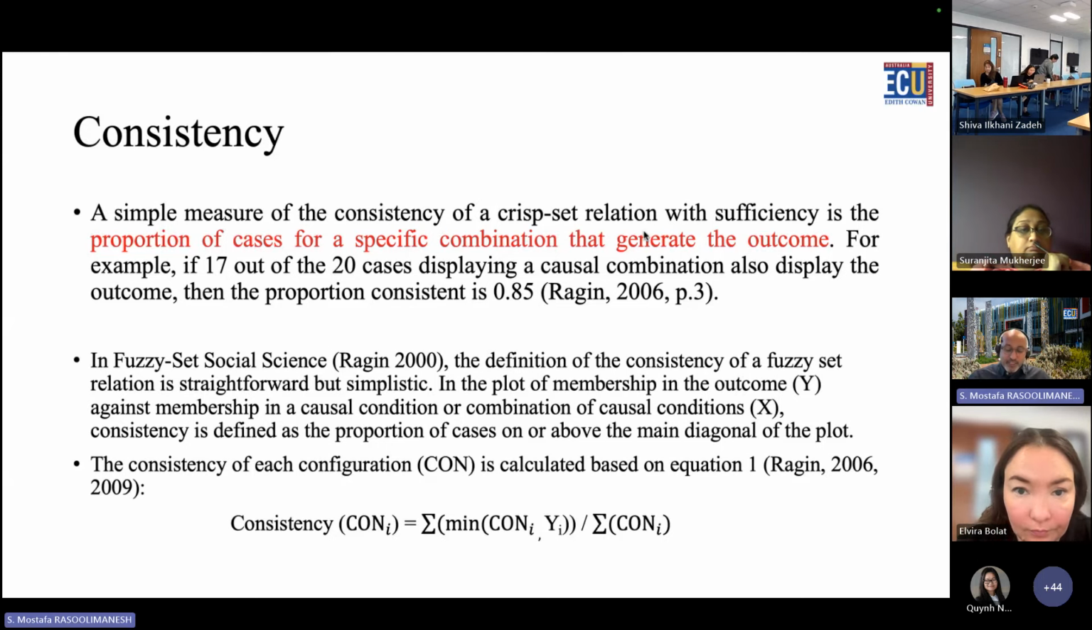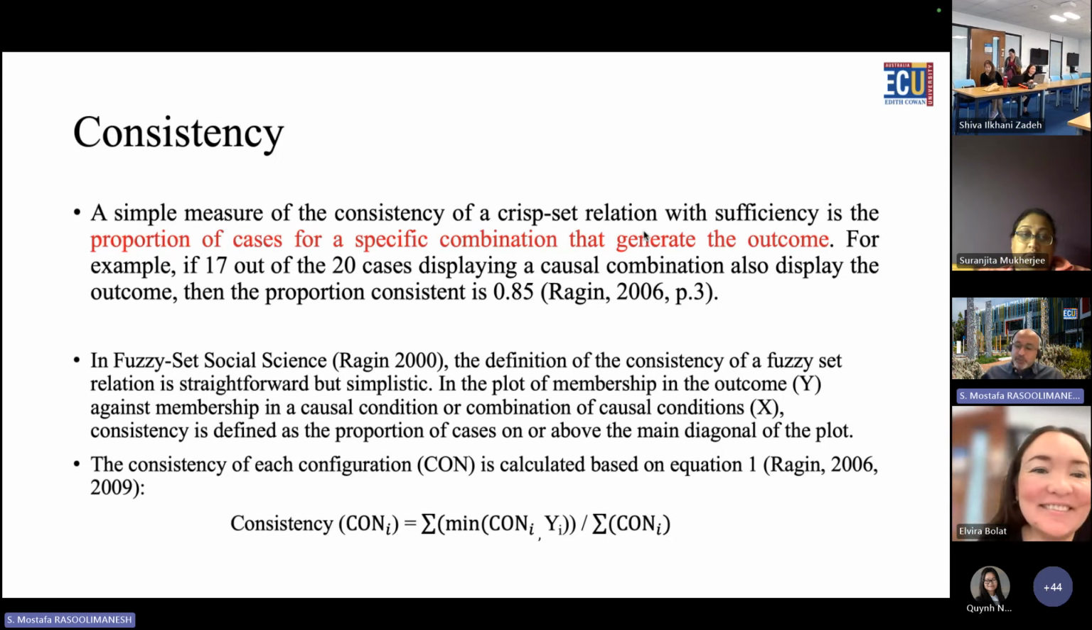Means, for example, if you have 100 cases in total, but out of 100 cases, this specific combination of factors comes from 20 cases. So the answer of 20 cases reflects this specific combination of X, W, and Z.